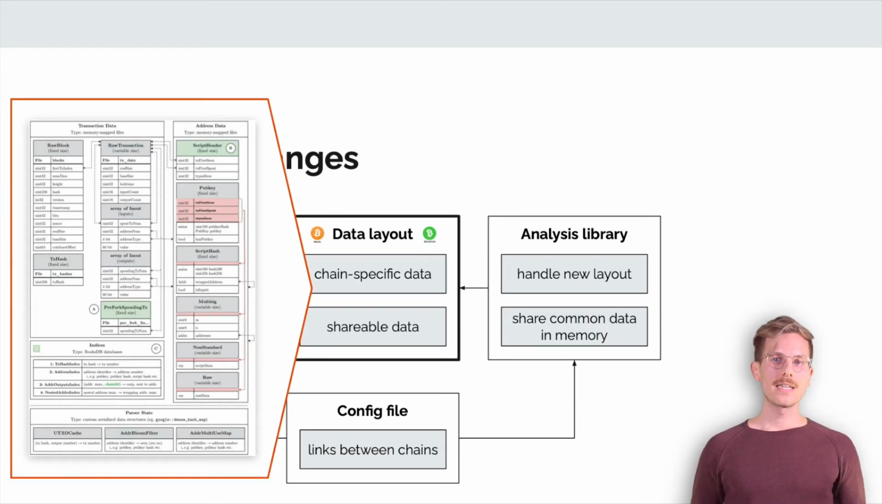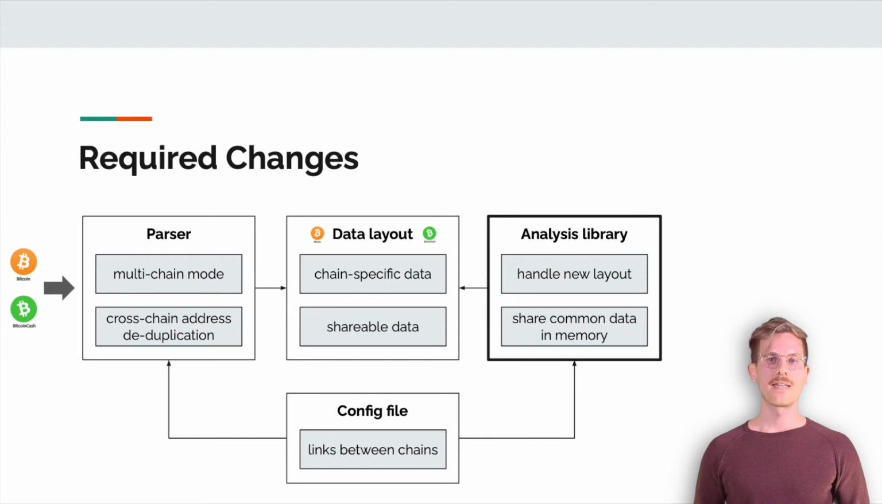I changed the data layout such that it can efficiently hold data of multiple chains. And finally, I updated the analysis library to handle the new layout and share identical blocks across chains in memory. These changes represent the main part of my thesis and required a significant amount of time and effort. However, in this talk, I will not go into detail on these changes due to a lack of time. Instead, I think it is more interesting for you to hear what can be done with the extended BlockSci version.